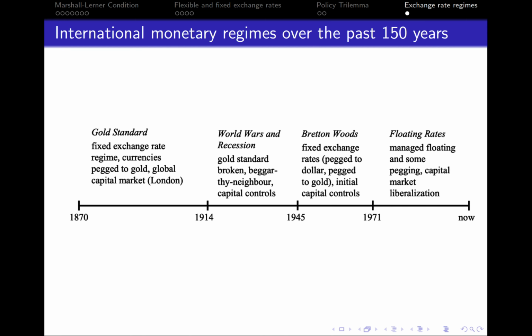Look, in this period, again, we didn't have independent monetary policy.